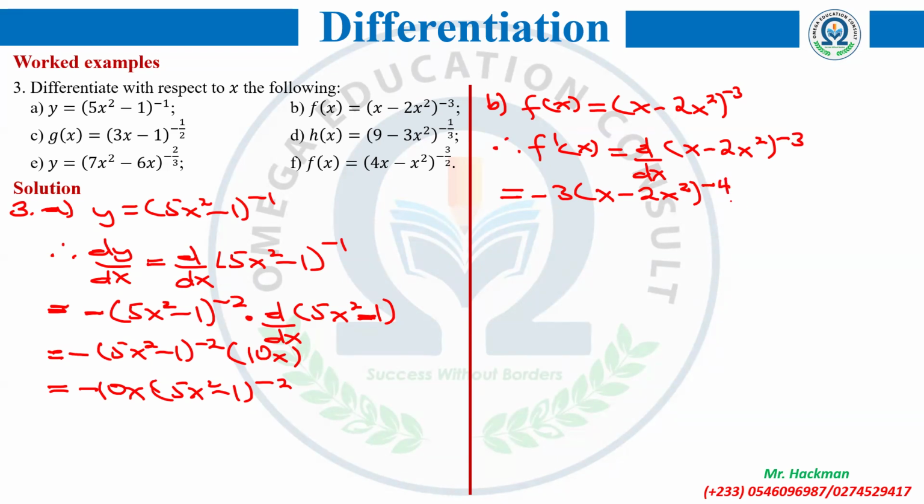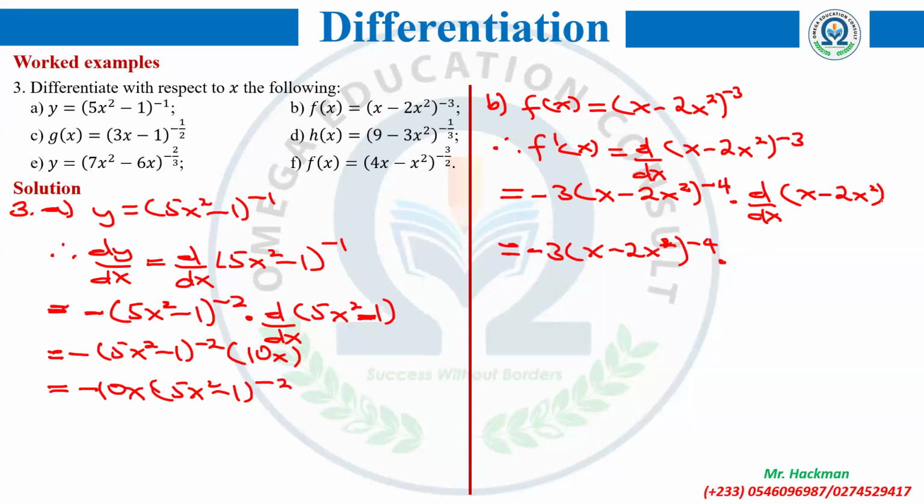Then times d/dx of what you have before, so d/dx of x minus 2x squared. Very good. Please get involved, let me hear your voice. If you are wrong, definitely you'll be corrected, then you learn. So our next step: minus 3 into x minus 2x squared, to the power minus 4.